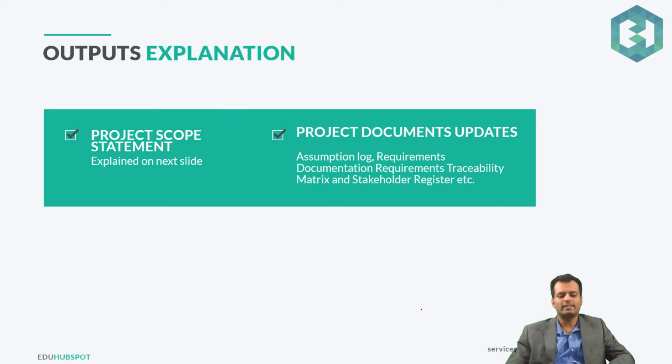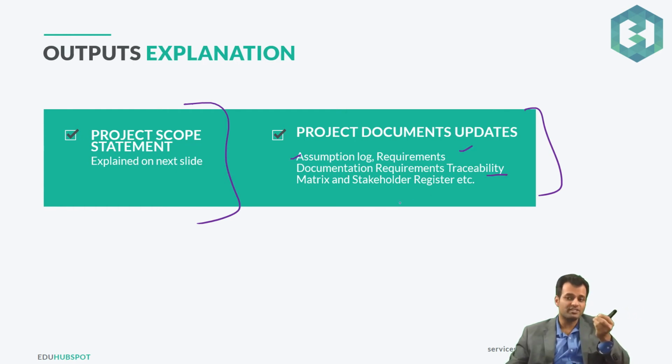Okay, now let's quickly talk about the outputs. So we have two outputs over here. First, we have the project scope statement, and something which will describe in much more detail the requirements. Then, as far as the document updates are concerned: the assumption log, which was there in the input as well, right? Requirements documentation, the traceability matrix, the stakeholder register.